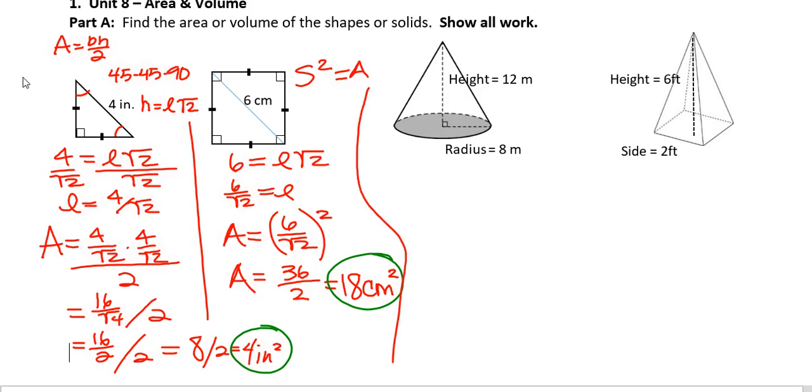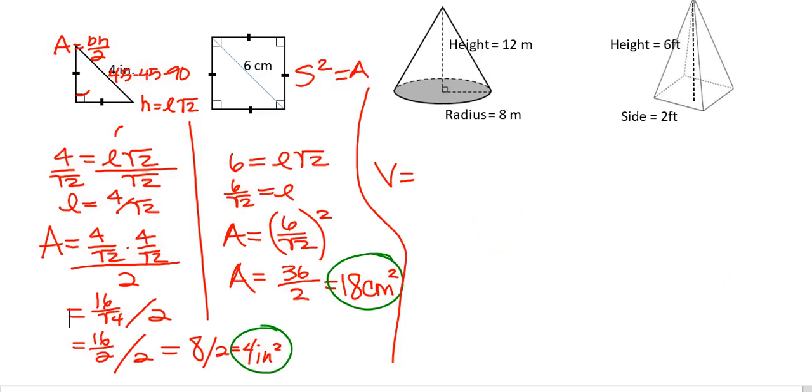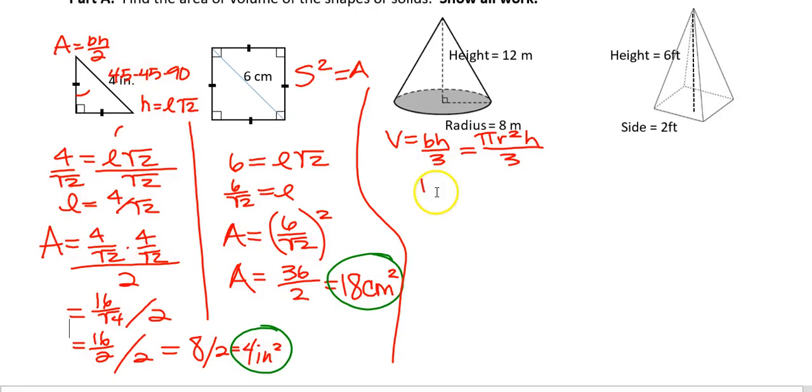is a cone, and the volume of a cone is equal to base, whoops, I don't know why I did that. Let me try this again. Volume is equal to base times height divided by 3. And remember, our base is pi r squared, because the area of our base is a circle. And then our height divided by 3. So all we have to do here is take our numbers and plug them into the formula.